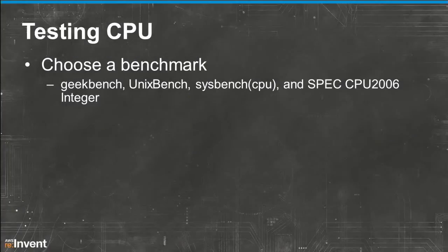So for testing CPU, going through those steps one at a time, we'll choose a benchmark. For the purposes of today, I picked 4 that I tend to see used a lot: Geekbench, UnixBench, Sysbench, the CPU part of that, and SPEC CPU integer. By choosing these, I'm not saying these are the only ones you should consider. I'm not endorsing these as the best ones. I'm just trying to illustrate how you would go about doing this and some of the strengths and weaknesses of using them.